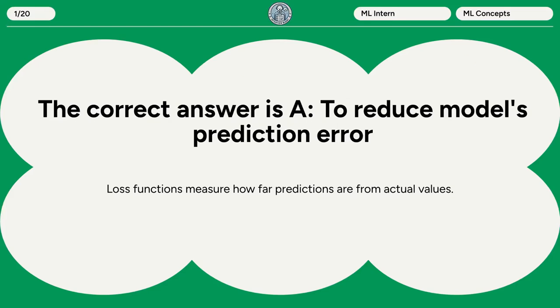The correct answer is A. To reduce model's prediction error. Loss functions measure how far predictions are from actual values.